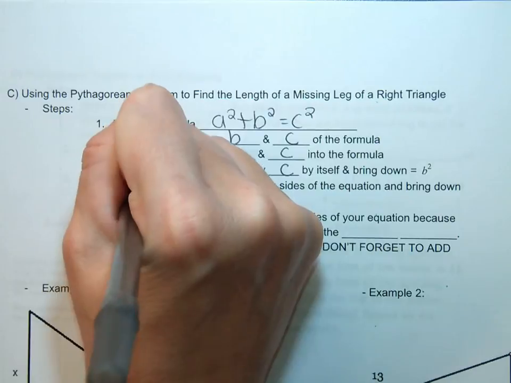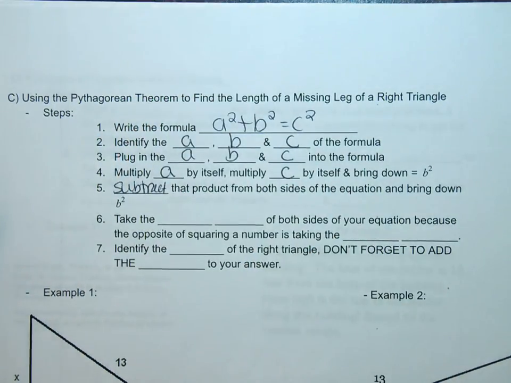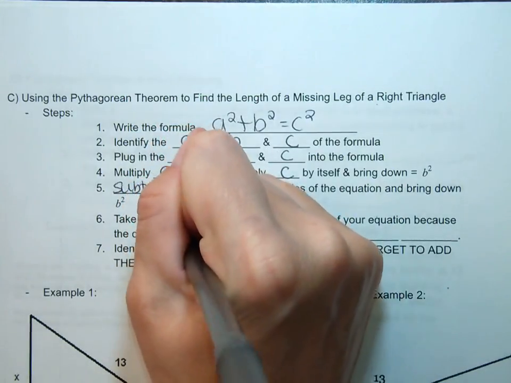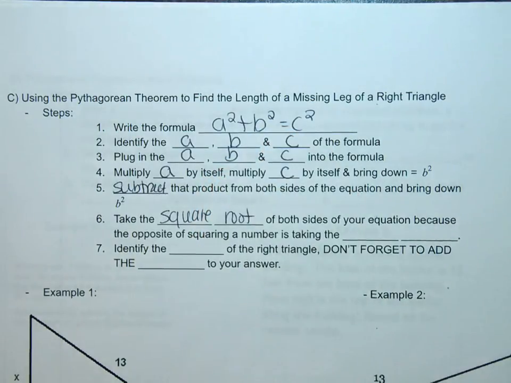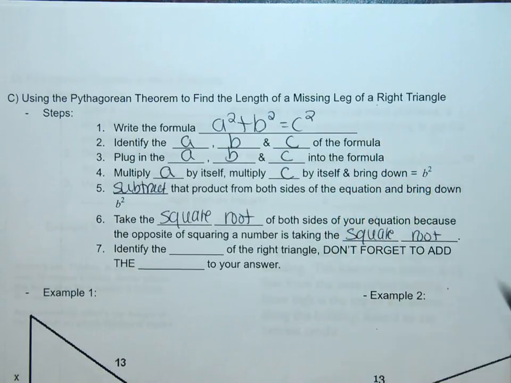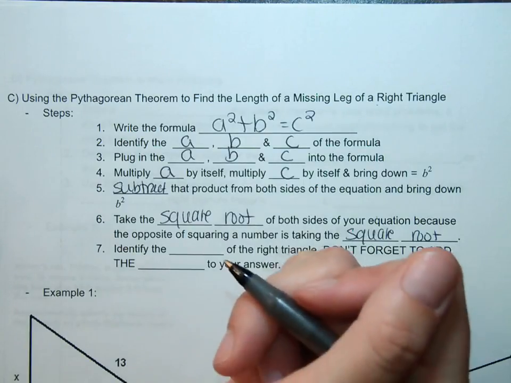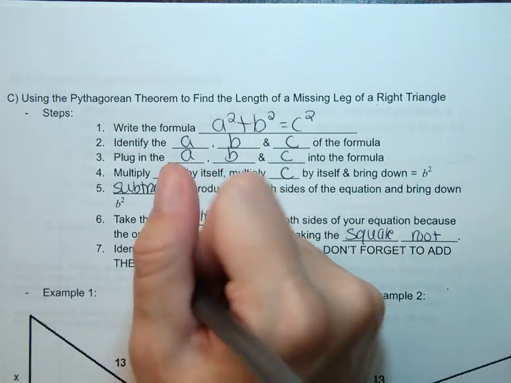We're going to multiply a by itself and c by itself and bring down our b squared. We're going to subtract that product from both sides of the equation and bring down the b squared. We're going to take the square root of both sides of your equation, because the opposite of squaring a number is taking the square root. And we're going to identify the leg of the right triangle. Don't forget to add your units.